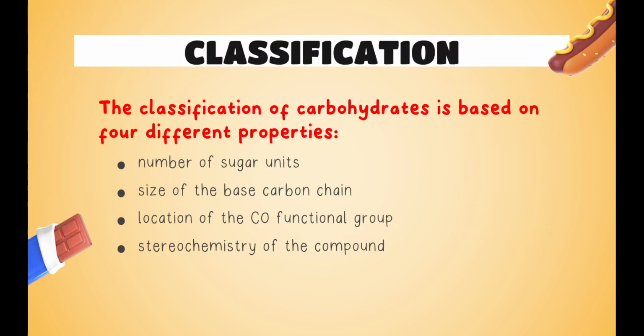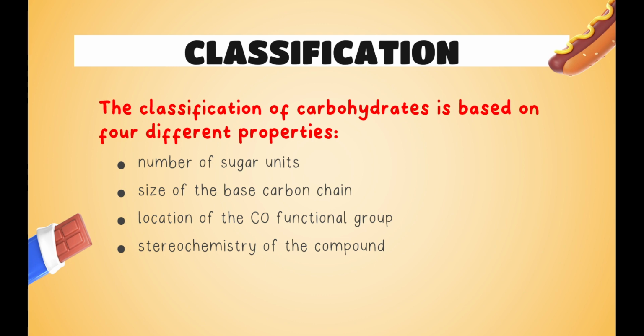Now, there are four different classification properties of carbohydrates. The first one is the number of sugar units. Second is the size of the base carbon chain. Third is the location of the carbon oxygen functional group. And lastly, the stereochemistry.